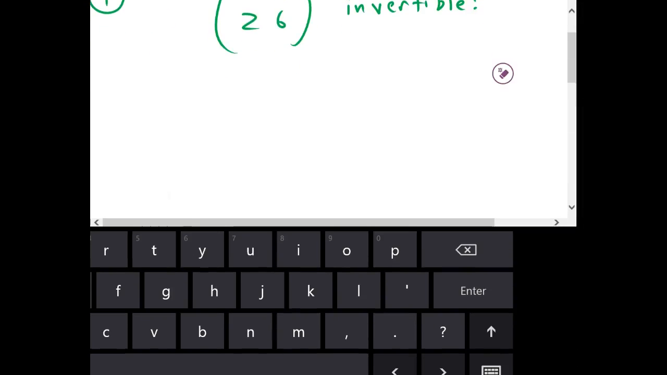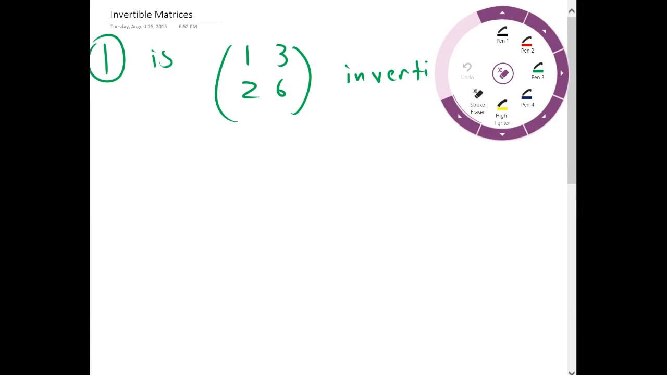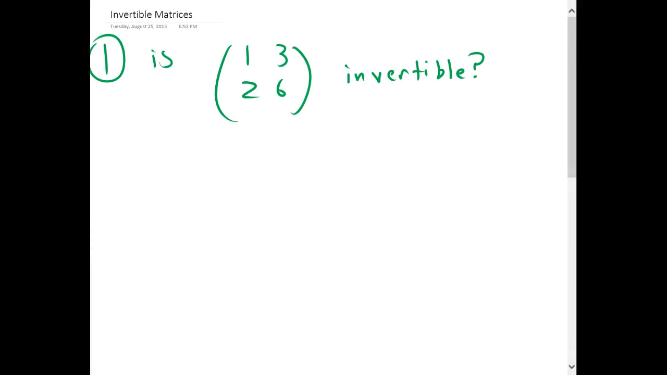We're going to do some examples for invertible matrices. So first example is asking if this matrix right here is invertible. And there's two ways we can do this. First way involves the determinant.